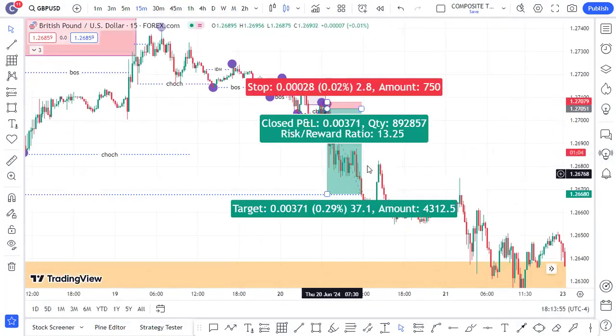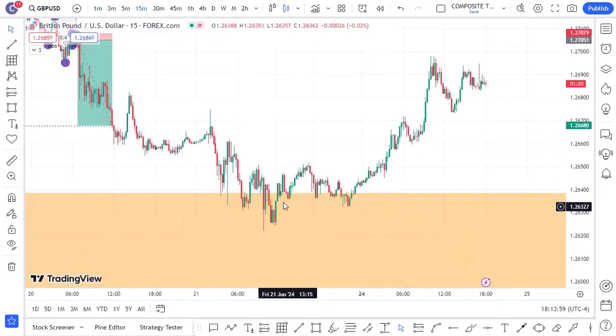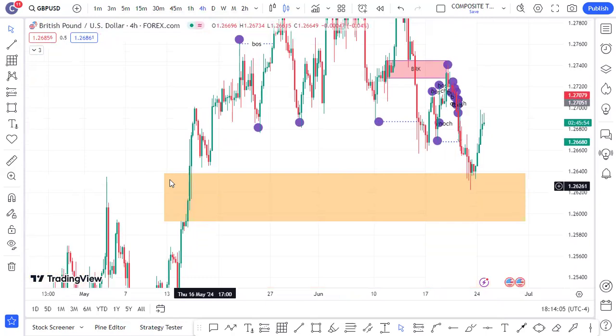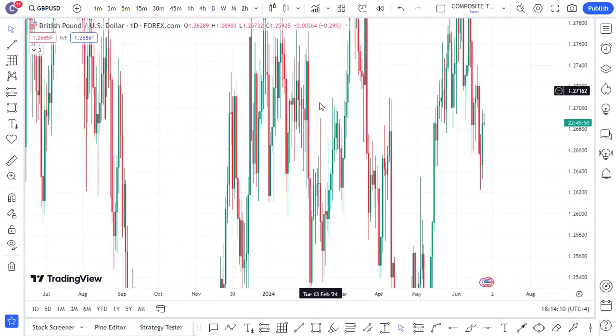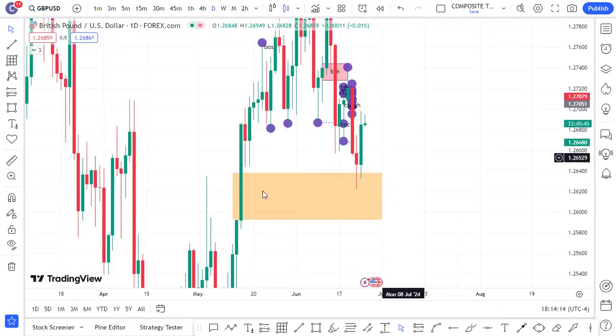Because remember, a few days ago, we were selling, and this was a good trade. Tapped on this high time frame imbalance. If I take you to the 4-hour time frame, you'll see there's an imbalance here. And this imbalance, in fact, is a daily imbalance. You can see this is a daily imbalance.